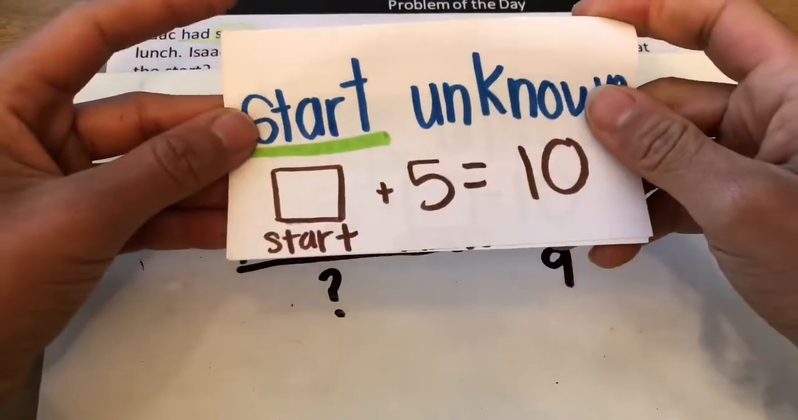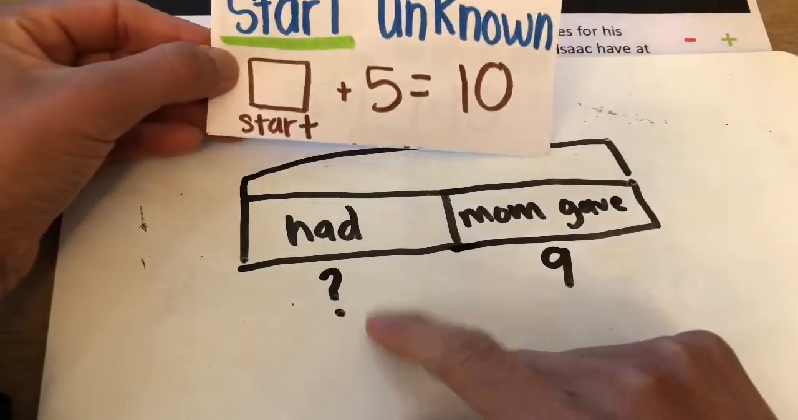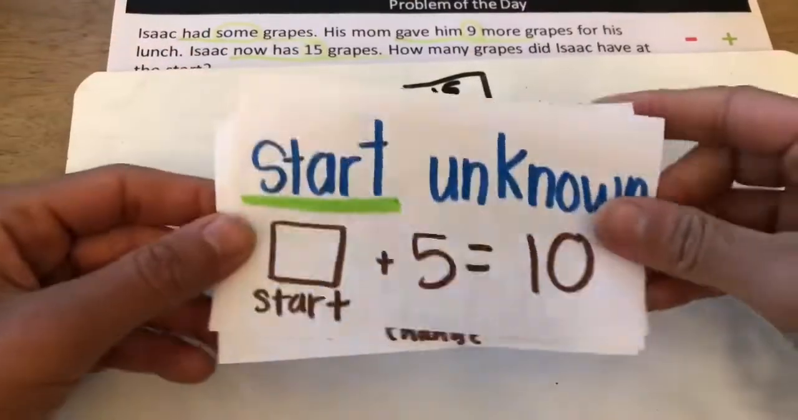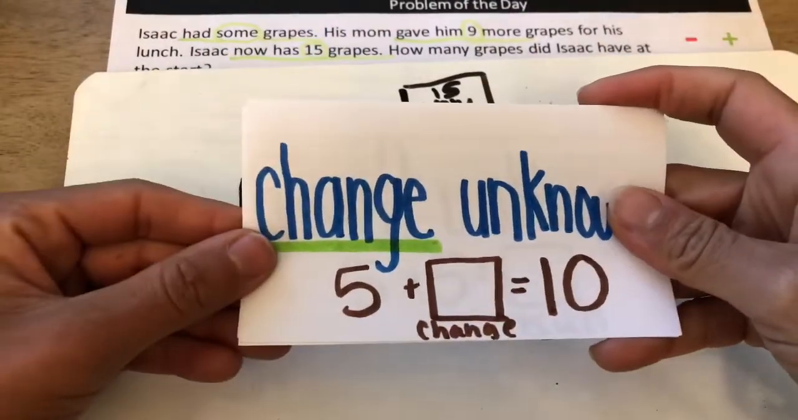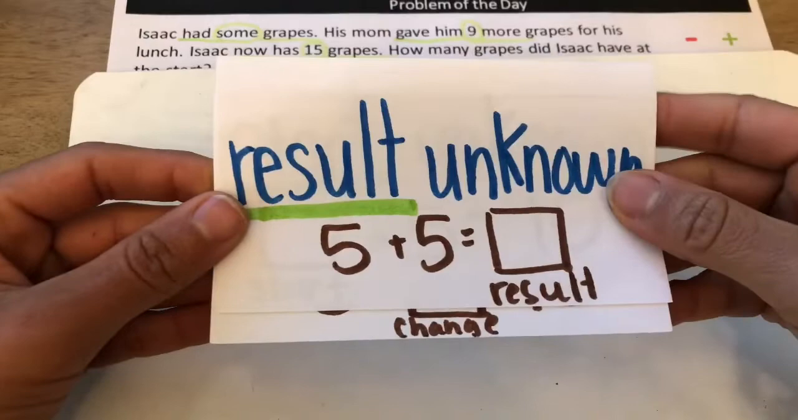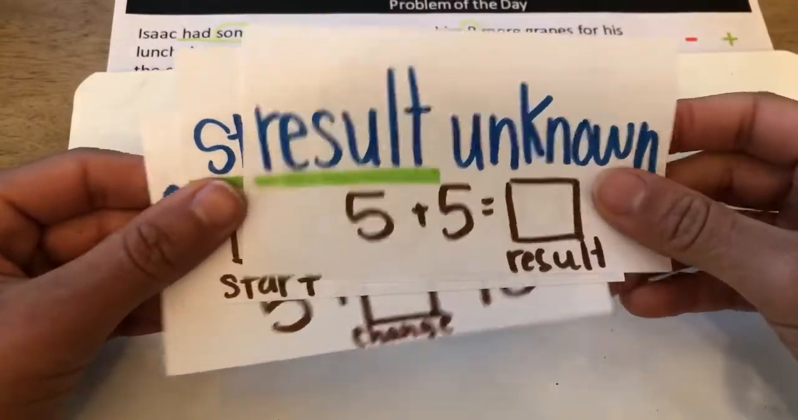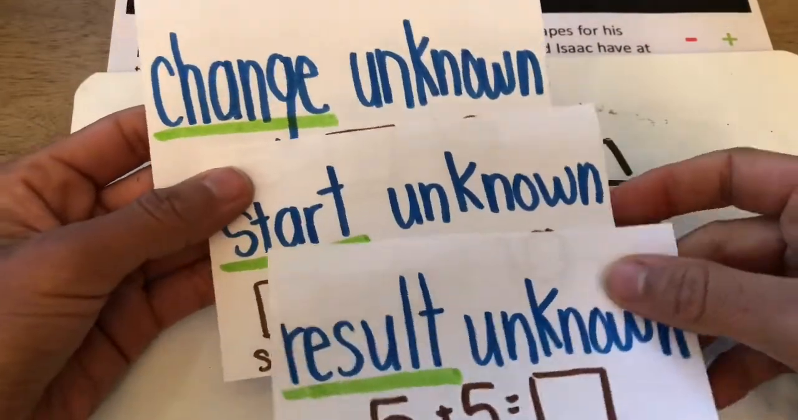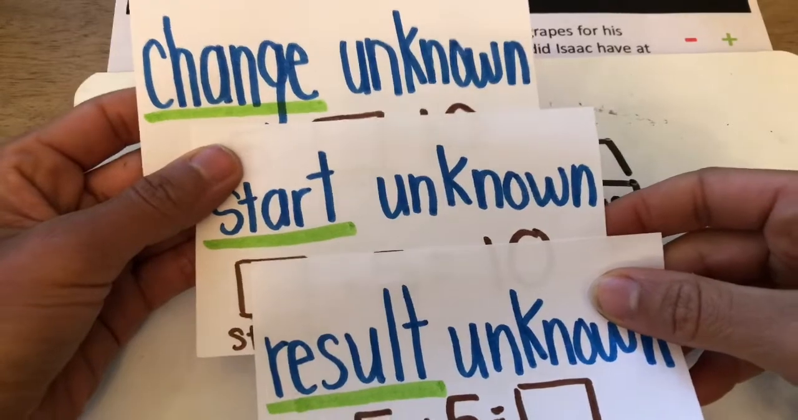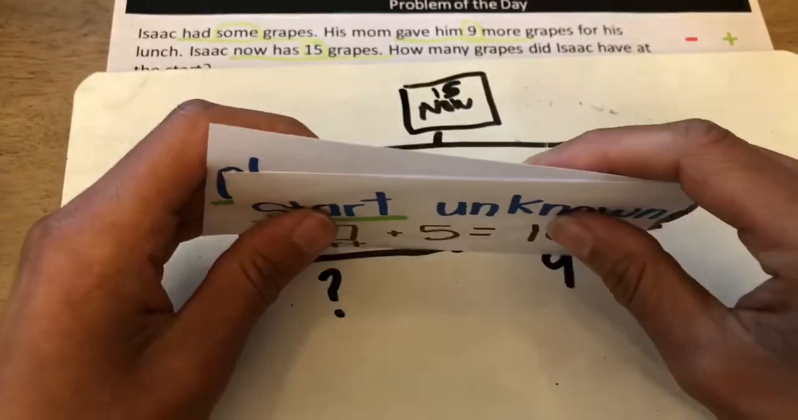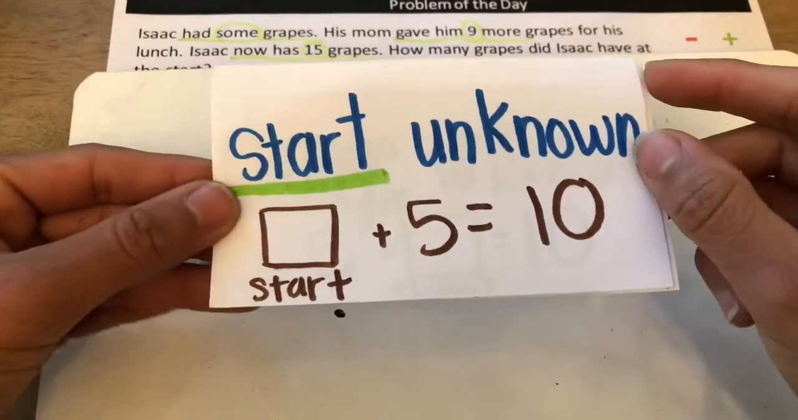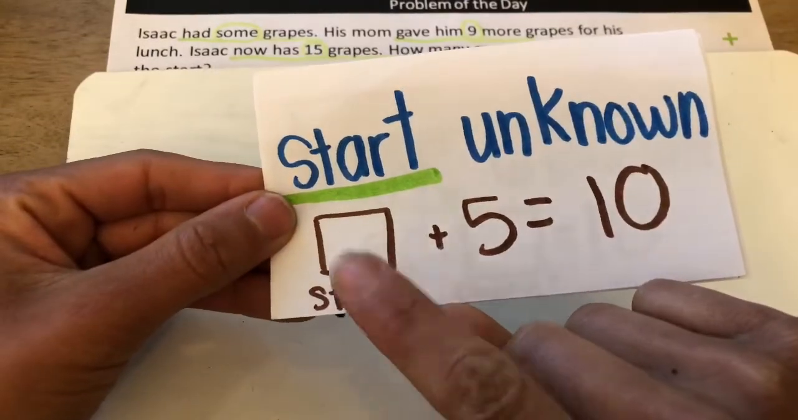So now it goes back to us deciding what type of word problem is this problem of the day. Is it a start unknown? Is it a change unknown? Or is it a result unknown? Well, boys and girls, mathematicians, in this case, this type of problem is a, tell me please, blow it in your hand, release. This is a start unknown because we do not know how many grapes Isaac started with.